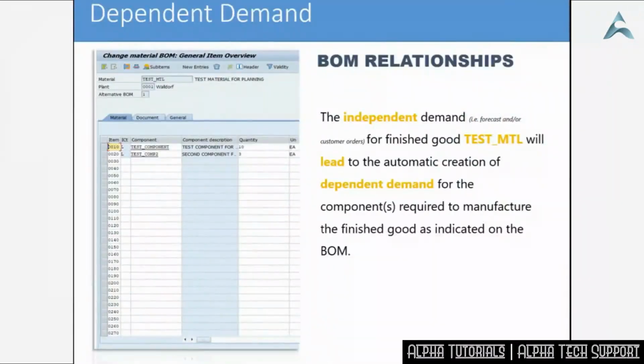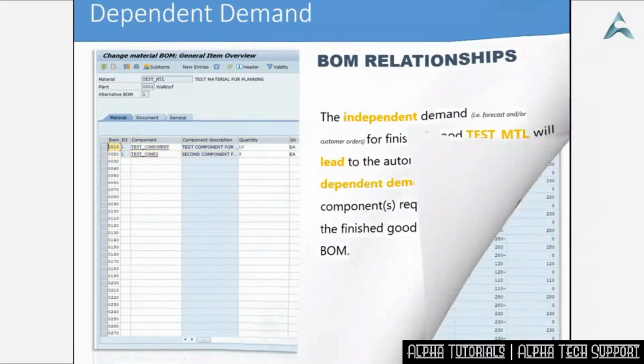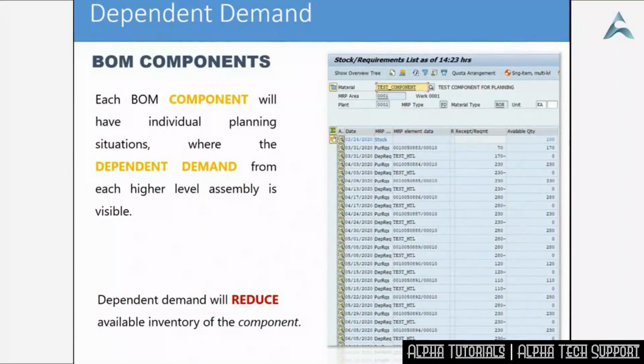Now let's consider a dependent demand example. As I stated earlier, dependent demand is a relationship that's defined through the creation of a bill of materials. In this example, the company will manufacture the test material assembly. And to do that, the company will need to use 10 eaches of the test component and 3 eaches of the test component 2. The finished good will have independent demand driving requirements to these lower level components.